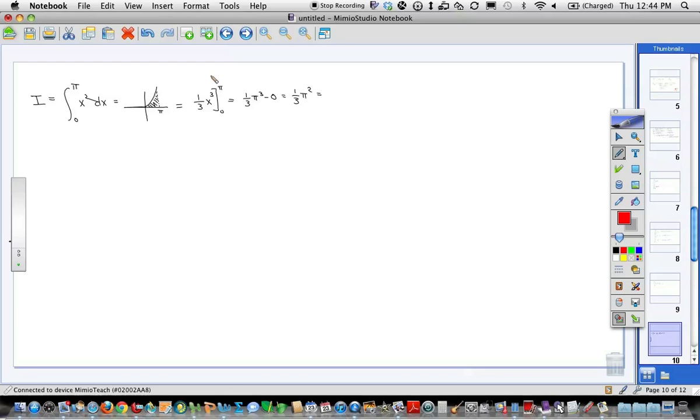And what is that as a decimal? Let's get our calculators out here. We're going to do a little bit with calculators too. What's 1/3 pi cubed as a decimal? 10.335. All right, so we know that area there is 10.335, 1/3 pi cubed.